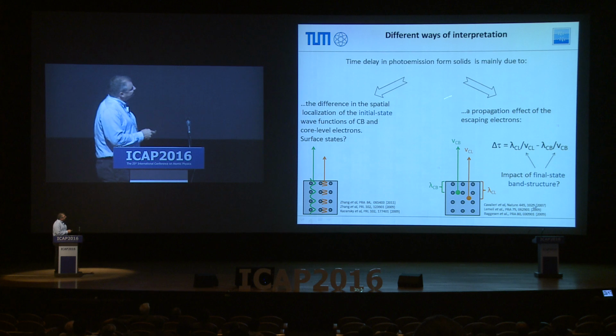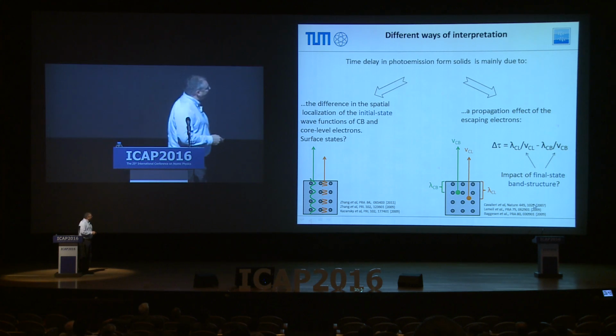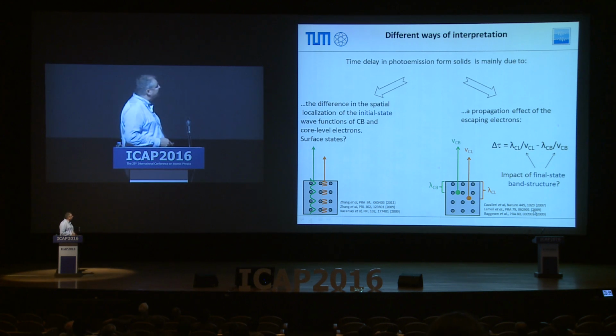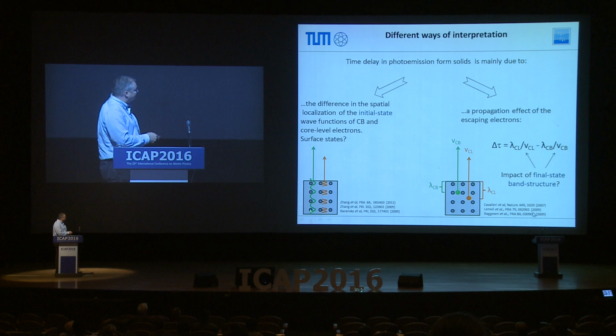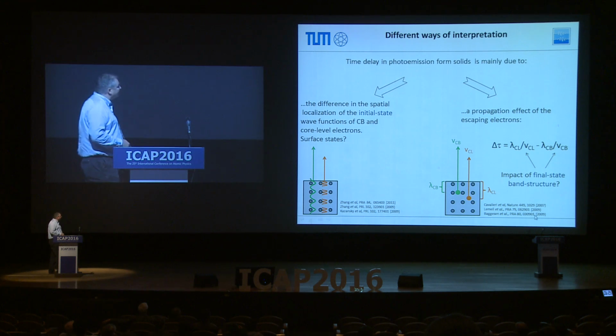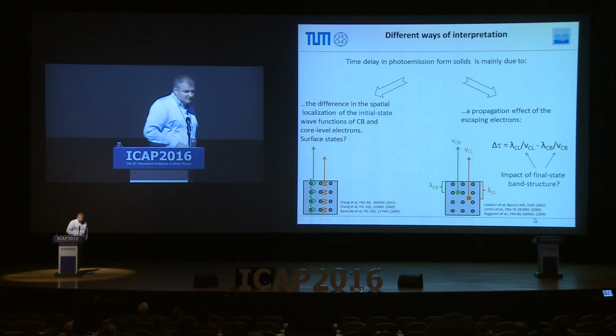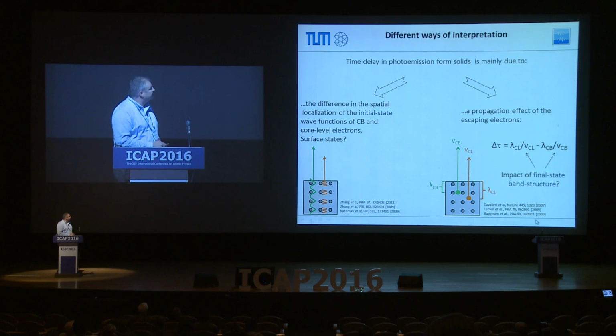And there were in principle two main ways to explain the difference. The one was the difference in spatial localization of the initial state wave functions. So if you look at the delocalized conduction band electrons, it may be that only this part of the wave function counts when you get out. And you have the well-localized core level electrons, or surface states where the electrons are localized well at the surface may play a role.